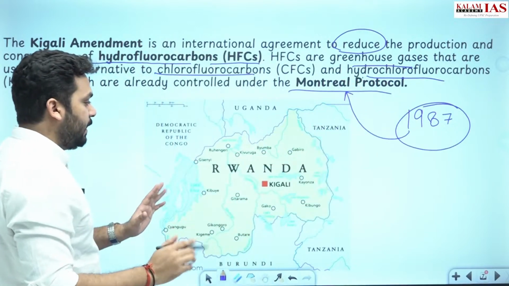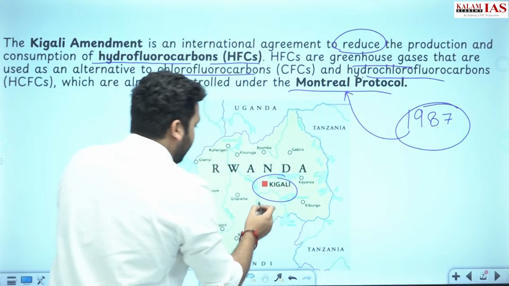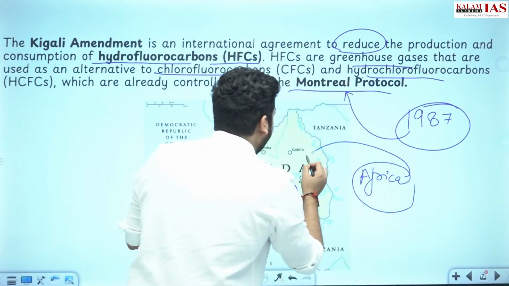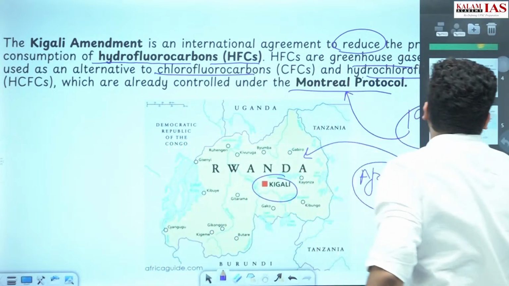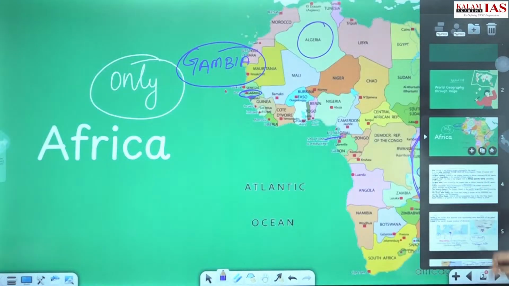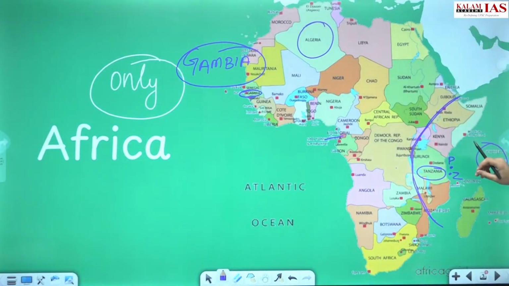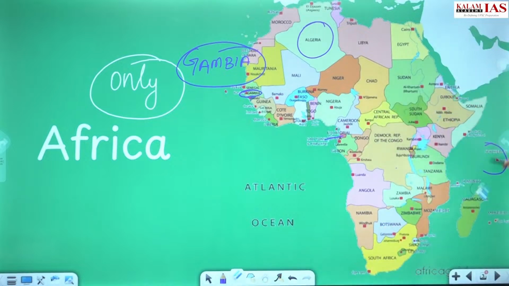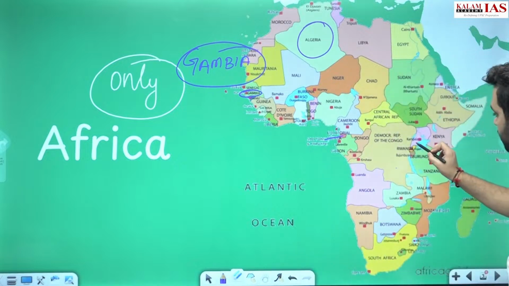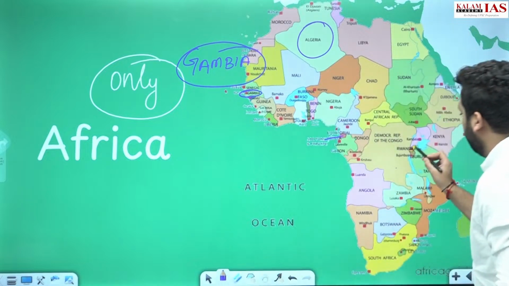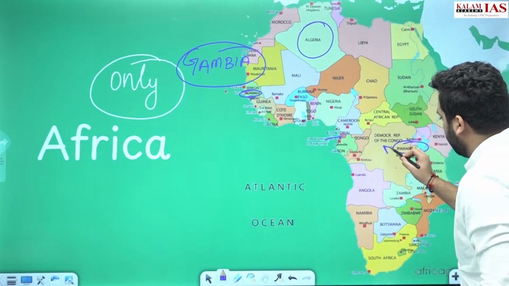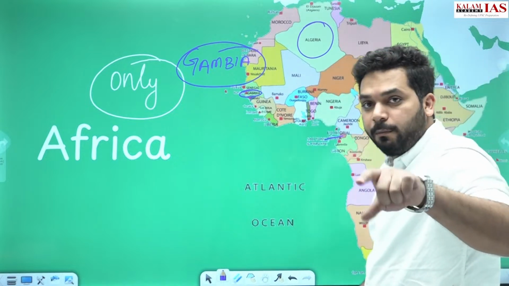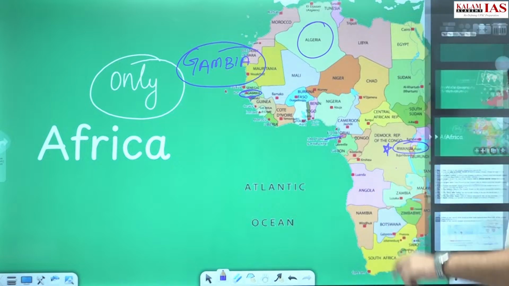Okay, so the point to be noted is Kigali is a place in Africa, and it is the capital of Rwanda. This is Rwanda. Okay, and Kigali is the capital of Rwanda. Okay, you must have your maps open and keep on checking that.